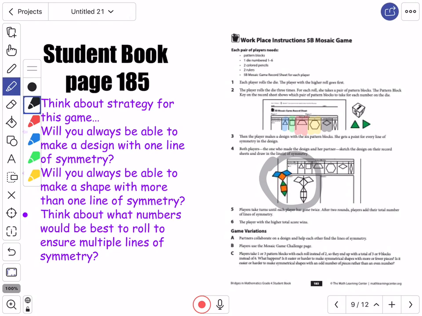Players take turns until each player has gone twice. After 2 rounds, players add their total number of lines of symmetry. The player with the higher total score wins the game.